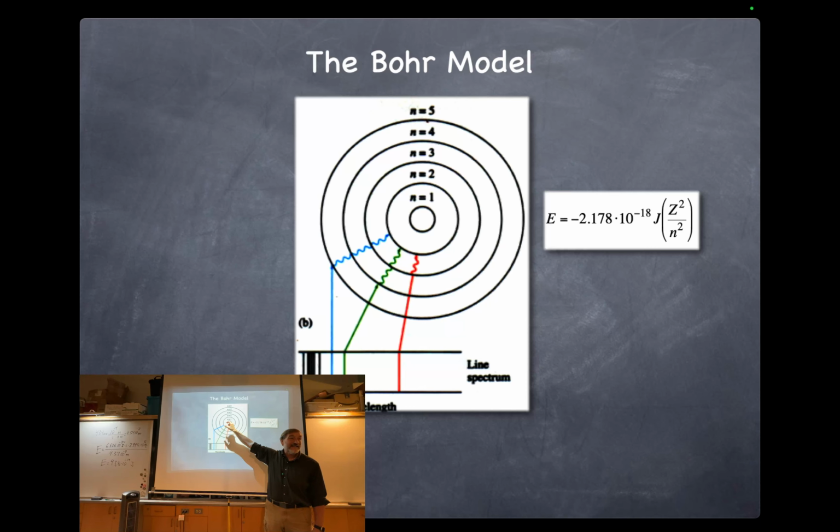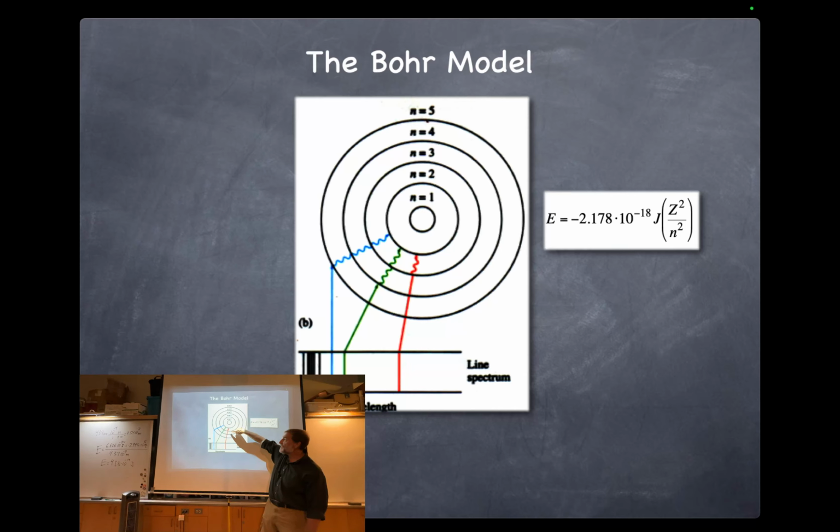Ultraviolet light has more energy than visible light, which has more energy than infrared, which has more energy than radio waves. So any jump down to 1, from 2 to 1, 3 to 1, 4 to 1, is ultraviolet. We can't see that with our eyes. Jumps that produce visible light that we can see are pretty much confined to jumping into or out of the second energy level.